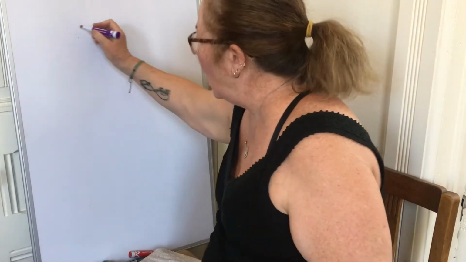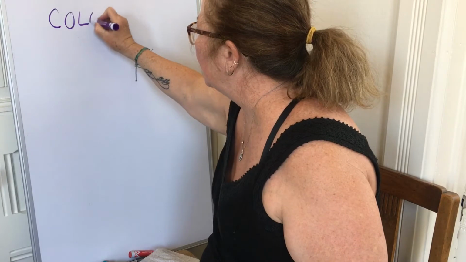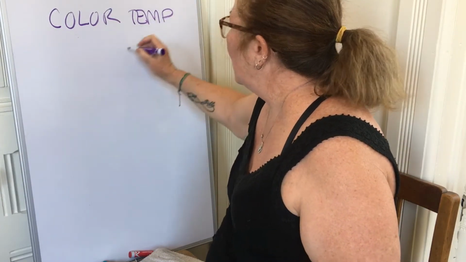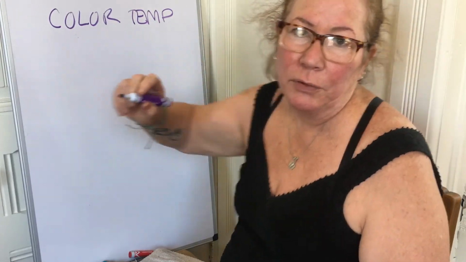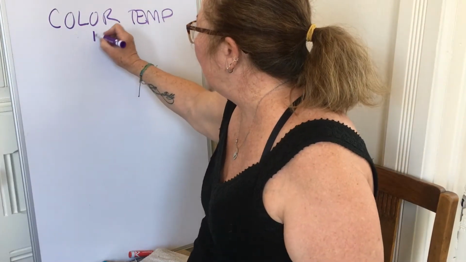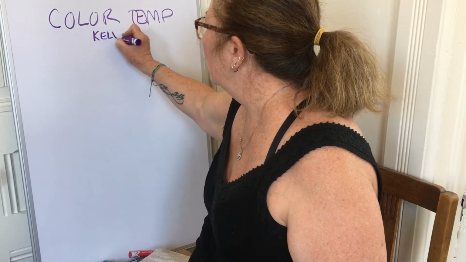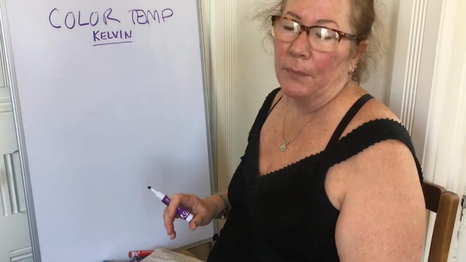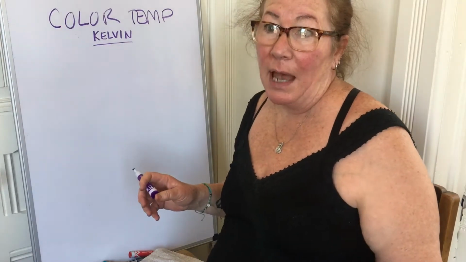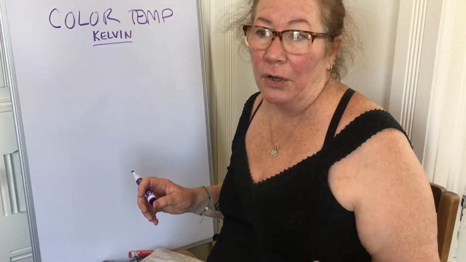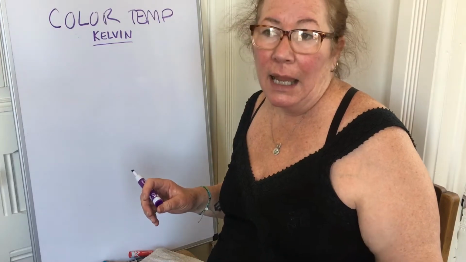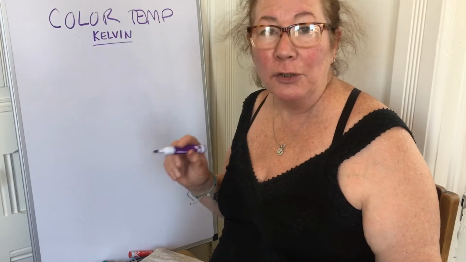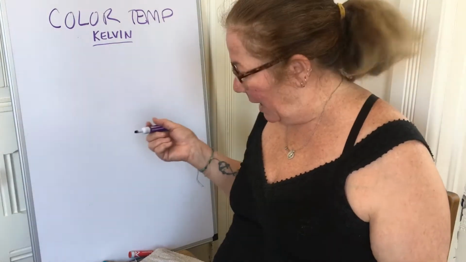So let's just talk for a moment about color temperature, because a lot of times the color temperature is measured in degrees Kelvin. One of the reasons it's good to know about this is because nowadays we have a lot of lights that are LED lights, and LED lights are measured in color temperature. So the temperature tells you what color it is, okay?